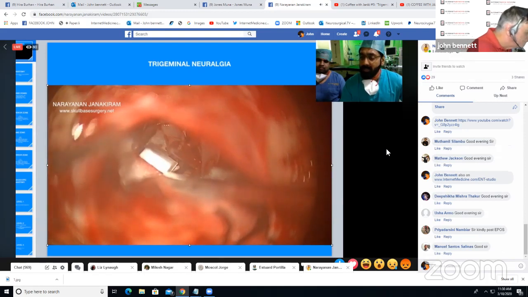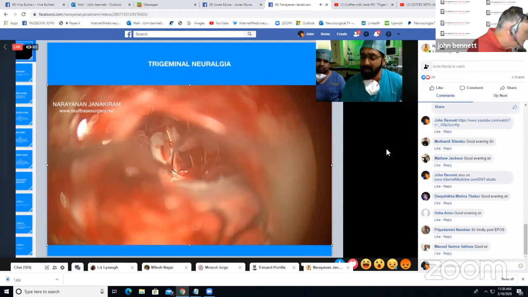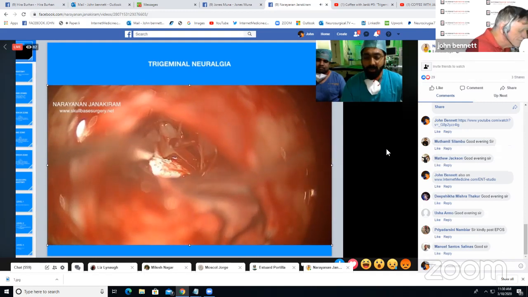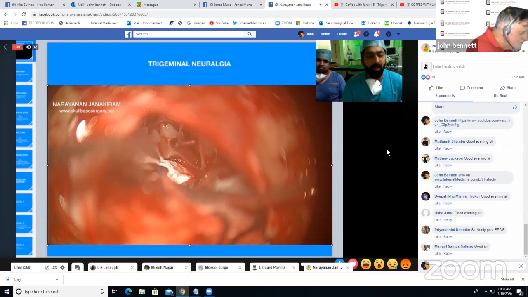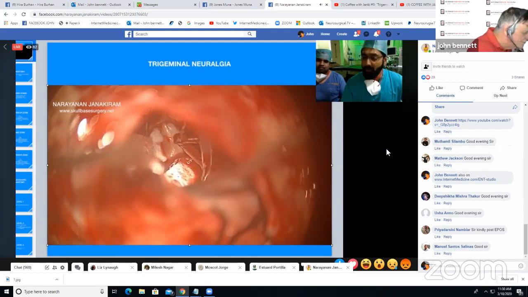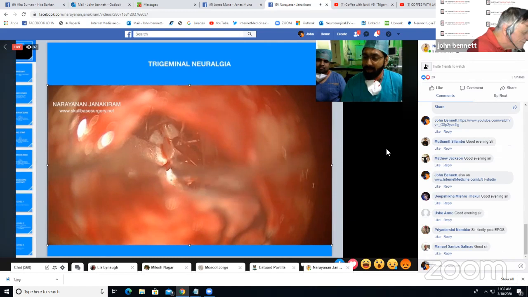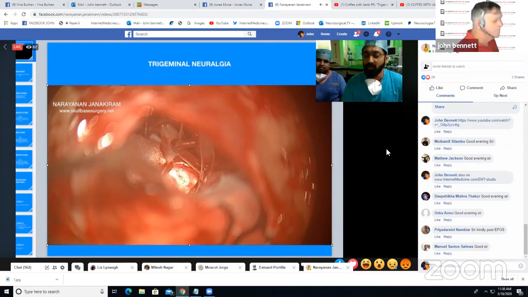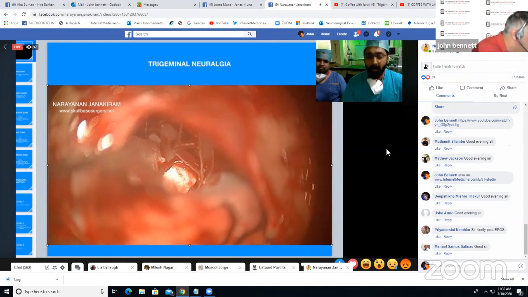You can see that the Teflon is being placed there. You can see how the Teflon is gently being introduced between the artery and the nerve. This is the Teflon being introduced. You see how the artery is being lifted off the nerve. Be very gentle. And this is done both endoscopic and microscopic.